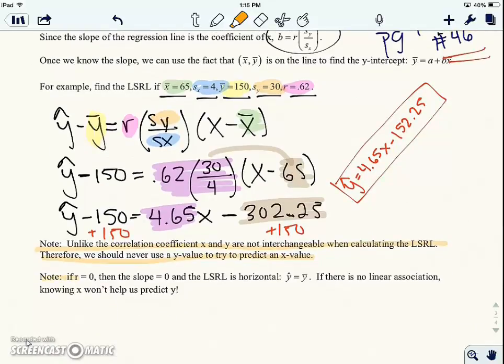Note, if r equals 0, the slope equals 0, and the least squares regression line is horizontal, so there's absolutely no linear association. Knowing x won't help us predict y.